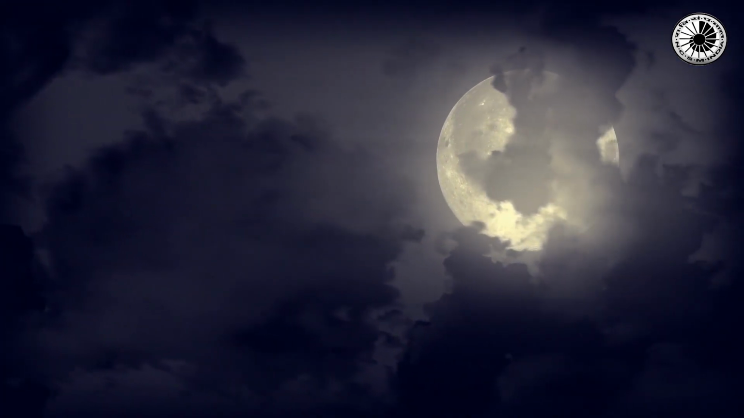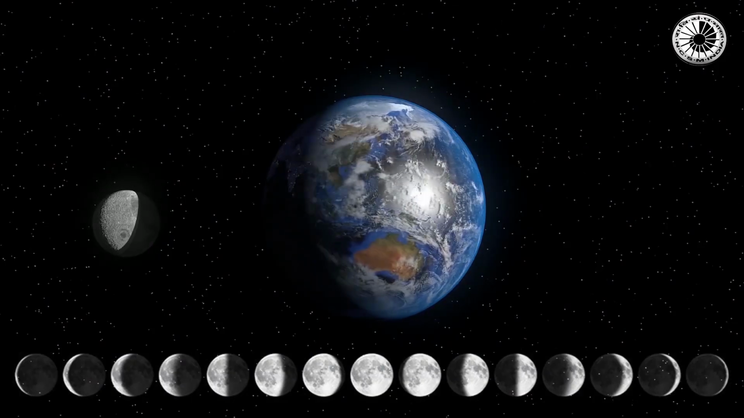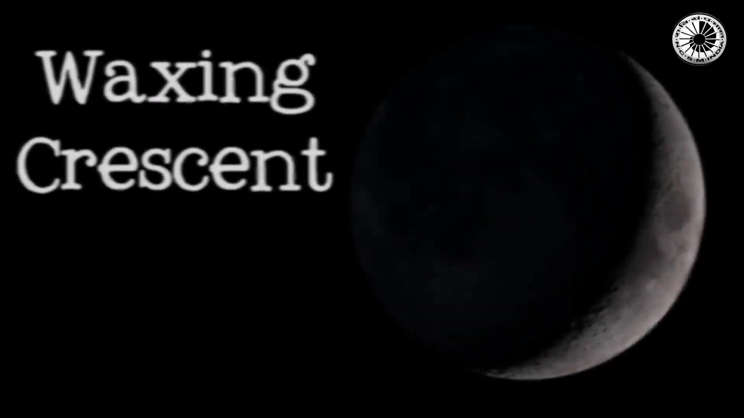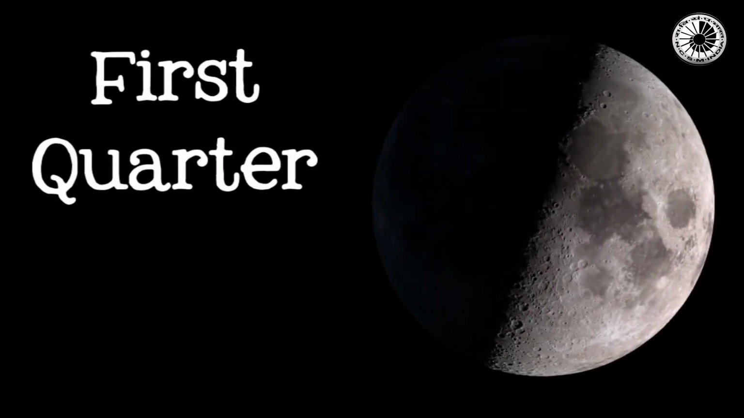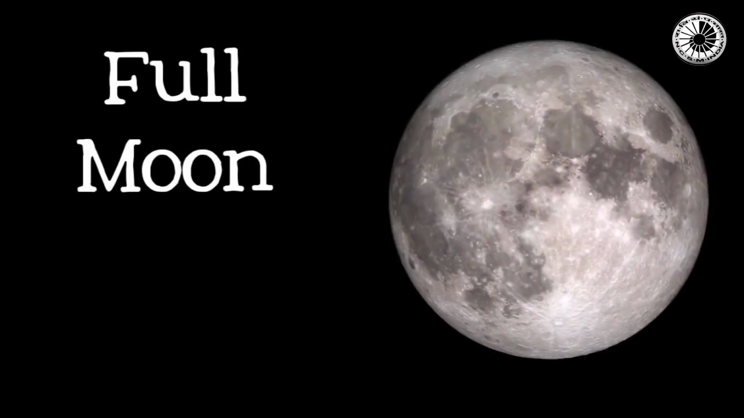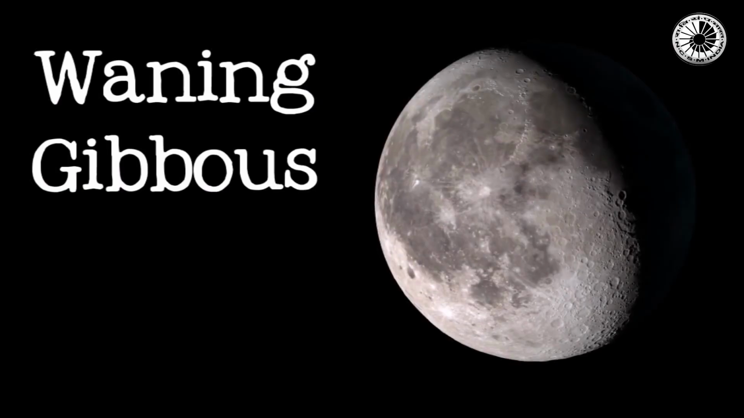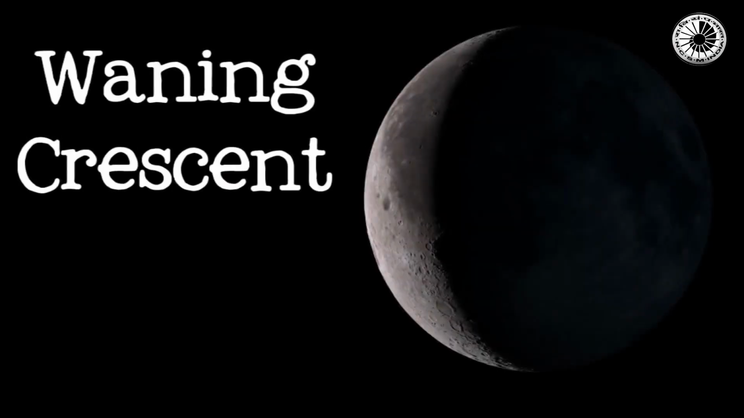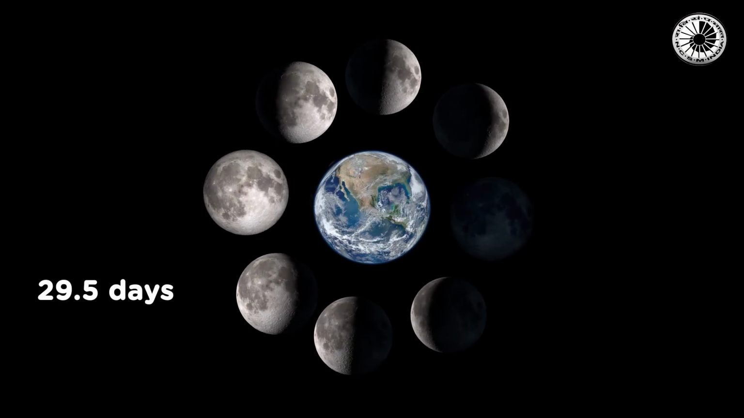The rest of the month we can see portions of the moon's phases: new moon, waxing crescent, first quarter, waxing gibbous, full moon, waning gibbous, third quarter, and waning crescent are the 8 phases in order. Once a month, the cycle repeats again.